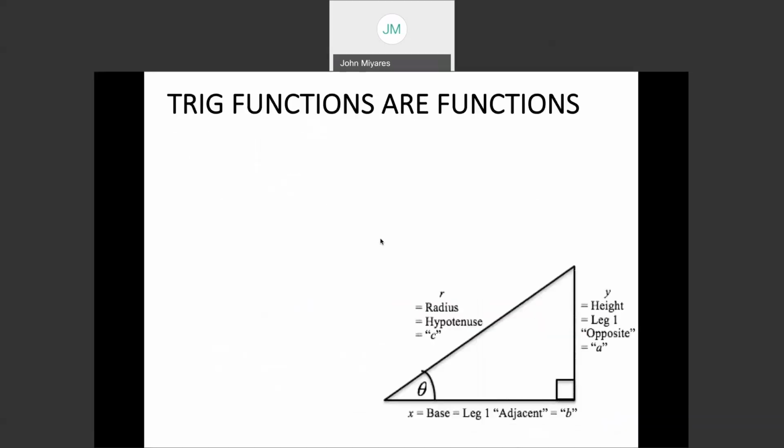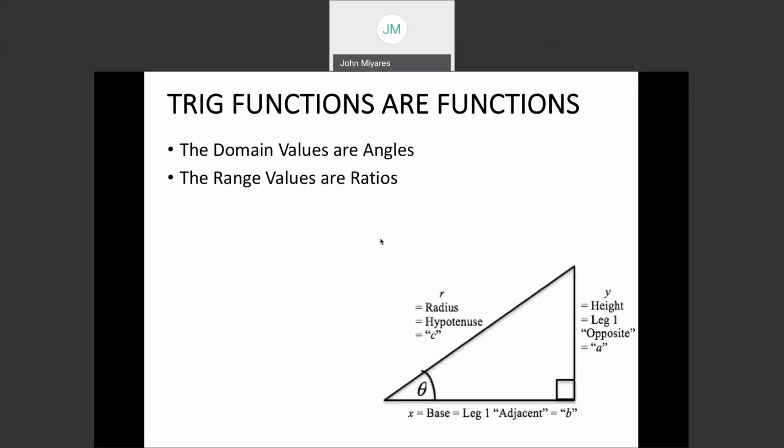Now, sometimes you're going to hear me refer to these trigonometric ratios as trigonometric functions. In some ways, you might think that I'm using the terminology interchangeably, but these trigonometric ratios really are functions. In any function, you have a domain, you have a range, and a rule that helps you define how to get from the domain to the range. The domain of these six trigonometric functions are the angles. The range values are the ratios of those different side lengths compared to each other.